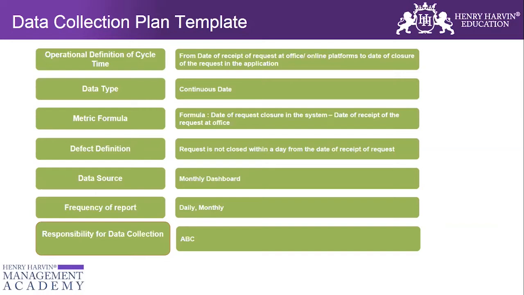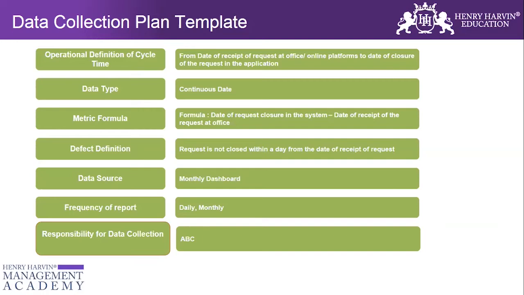Second is the data type, which is continuous or discrete. So it's a continuous kind of data, and we'll talk about the difference between continuous and discrete. The metric formula that we've taken into consideration is date of request closure in the system minus date of receipt of the request at office. Then the defect definition: a request which is not closed within a day from the date of receipt of request is a defect.